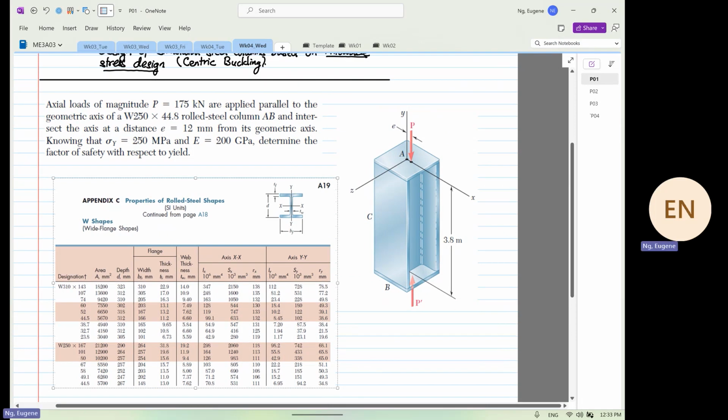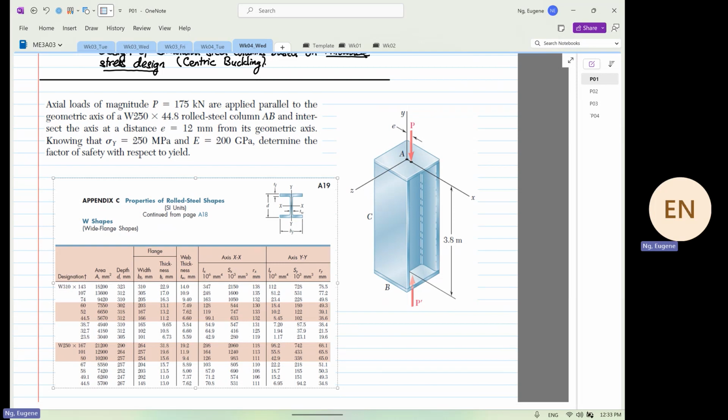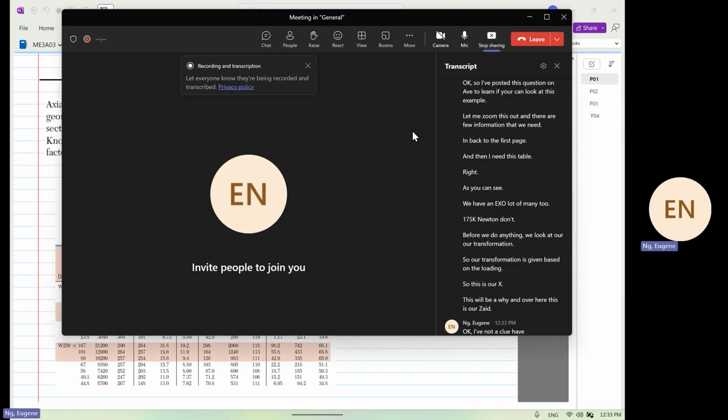we have an axial load of magnitude 175 kilonewton. So before we do anything, we look at our transformation. So our transformation is given based on the loading. So this is our X. This will be our Y. And over here, this is our Z.